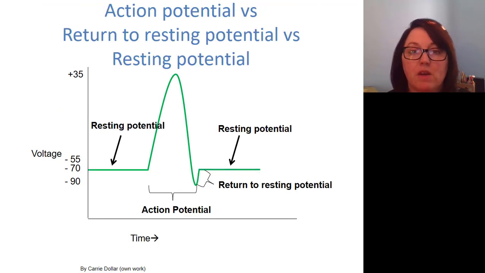Okay. And this graph is just kind of emphasizing the difference between resting potential, action potential, and then that return to resting potential. So this little blip right here at the end is moving basically back to resting potential once our action potential is complete. And this little blip here is significant, this return to resting potential, because that's where those sodium-potassium exchange pumps are doing almost all of their work.